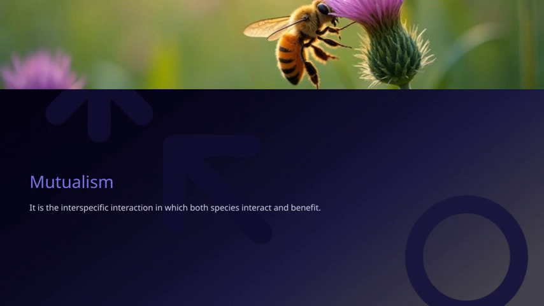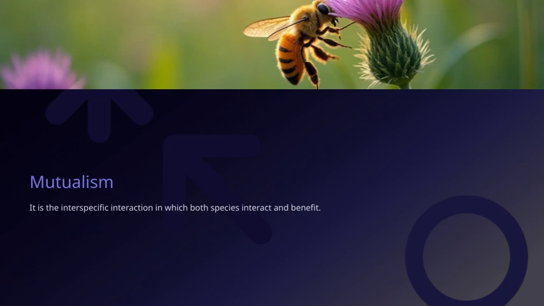Today, let's talk about interspecific interactions, specifically those in which both species involved actually benefit. This type of interaction is called mutualism. Mutualism is a fascinating concept because it highlights how different species can work together in ways that are advantageous for both. It's a great example of cooperation in nature, where each species gains something essential from the other. This kind of relationship is crucial for maintaining the balance and health of ecosystems.